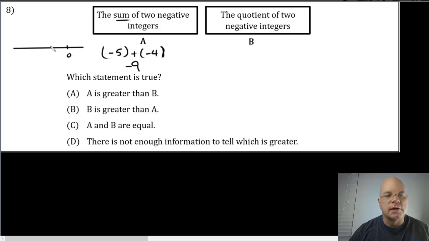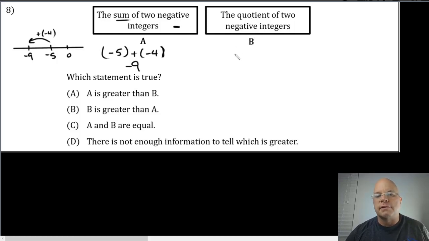If 0 is here and -5 is here, when I add a -4, adding a -4 will take me 4 more to the left, and I end up at -9. So the sum of two negative integers will always be negative. We don't know what the negative sum will be, but it will always for sure be a negative number.